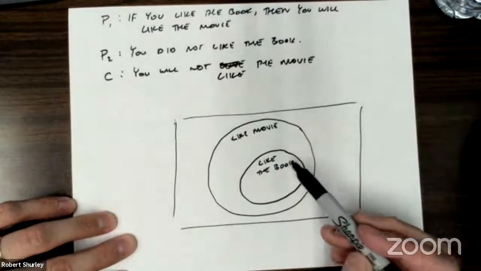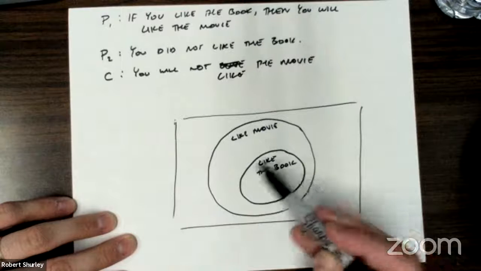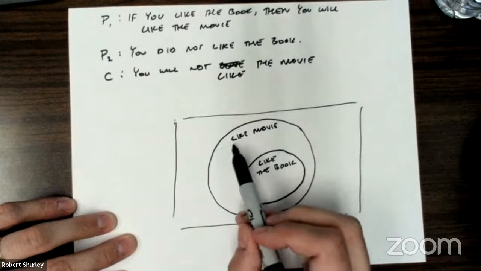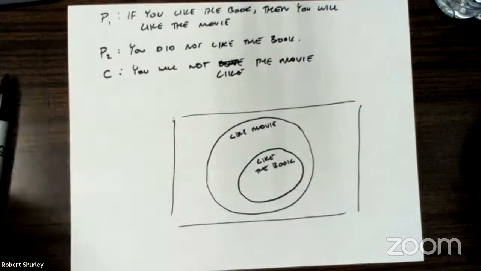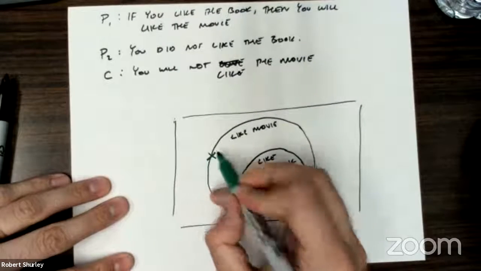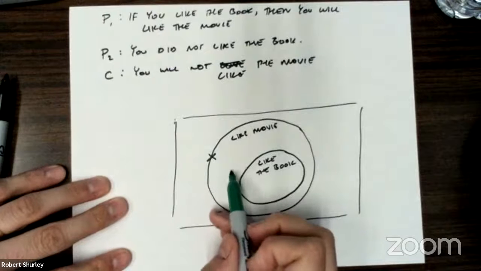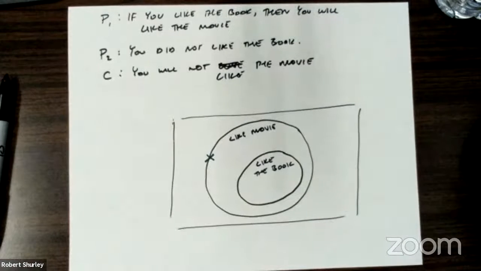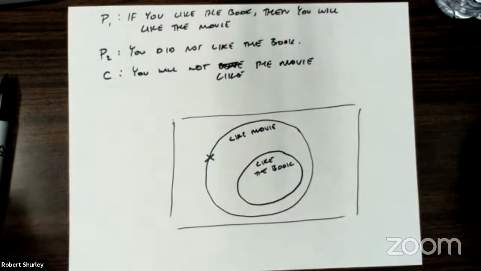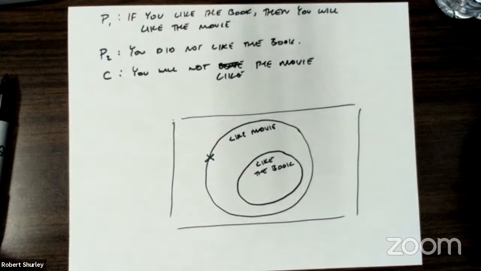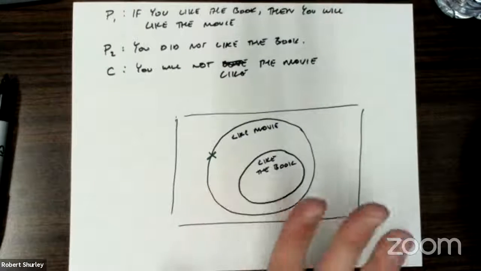Well, that's not necessarily true. Just because you didn't like the book doesn't mean that you're going to like the movie or not like the movie. Again, we'd have to put an X right here. You could be in the like-the-movie group or outside of the like-the-movie group. We're not defining that at all, right? Questions? Comments, concerns? So that's considered denying the hypothesis.